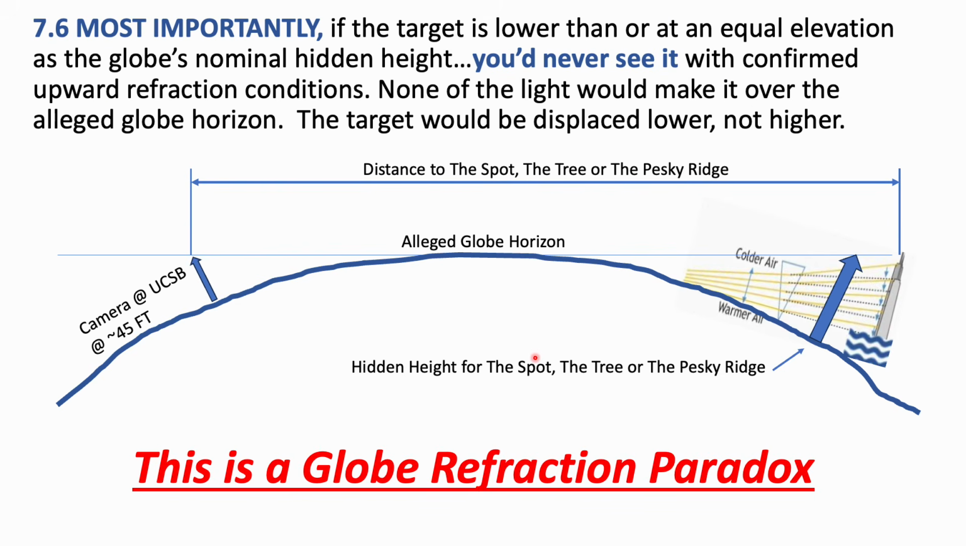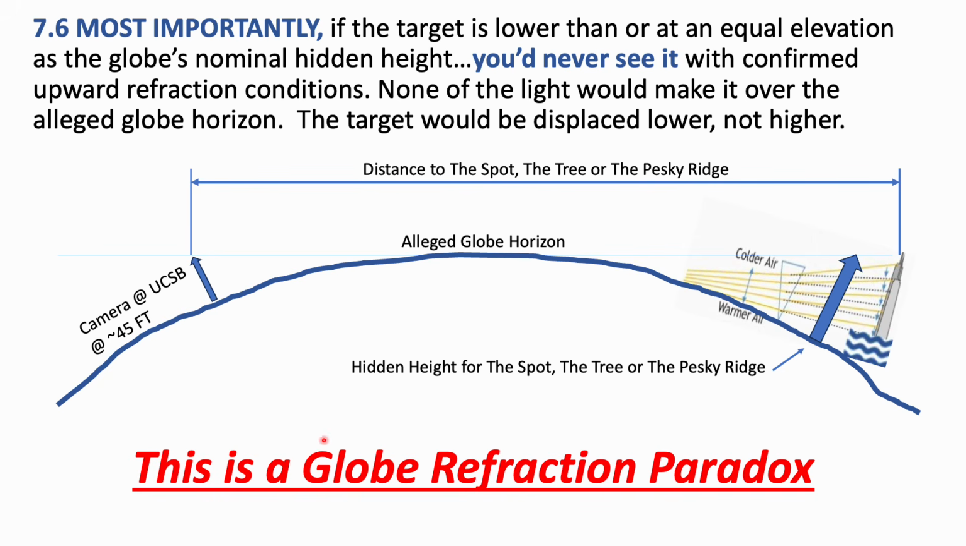Most importantly, if the target is lower than or at an equal elevation as the globe's nominal hidden height, you'd never see it when confirmed upward refraction conditions exist. None of the light from the object, here's an object at the hidden height, none of the light would make it over the horizon. It would get lost into the surface on the far side of the horizon from where you're observing, in this case at UCSB. The target would be displaced lower, not higher. This is a true globe refraction paradox.